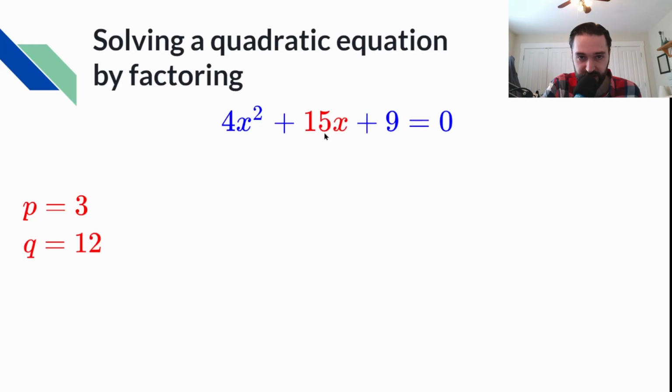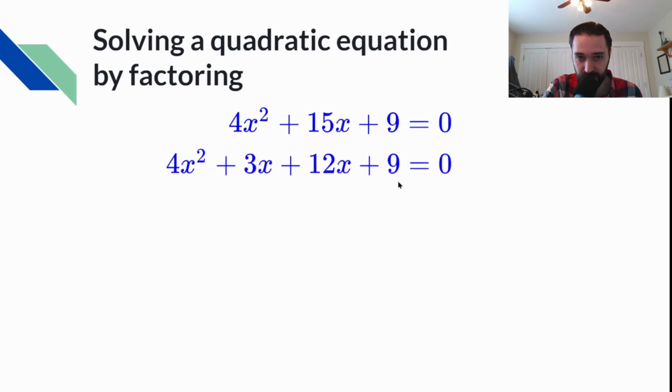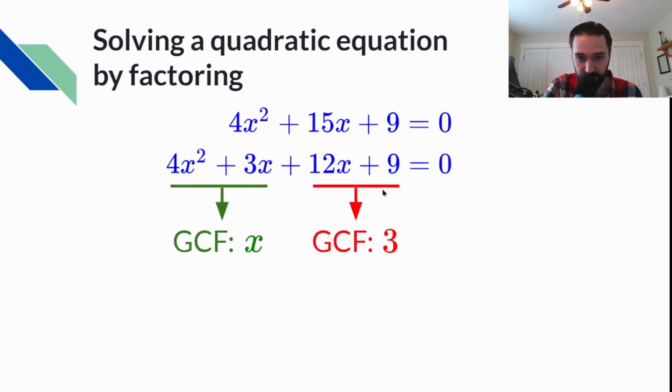So we're going to split this middle term up into two pieces. 15x, we'll split that up into 3x plus 12x. And then this is when we use factoring by grouping. So let's switch everything back to blue. Let's group these two terms together and group these two terms together. The GCF of these two terms is x, and the greatest common factor of these two terms is 3.